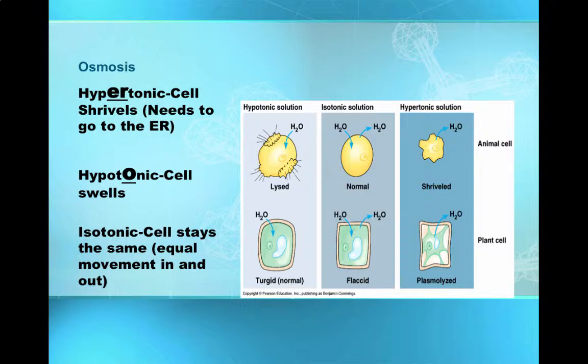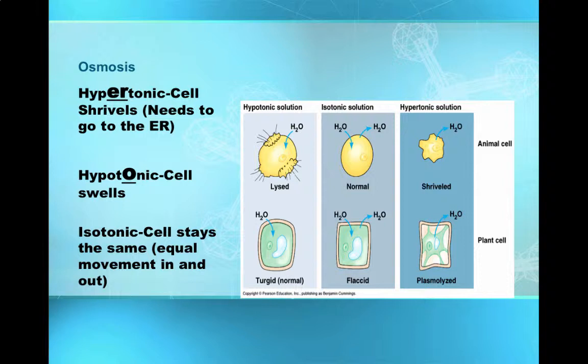So osmosis is a special type of passive transport where we are moving water, and of any of the types of transport, this one is probably the most important. Osmosis has three types of solutions that we can put the cell into. We have hypertonic cell solutions, we have hypotonic, and we have isotonic.